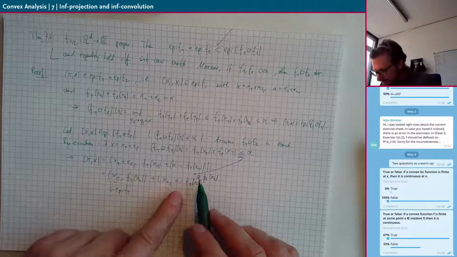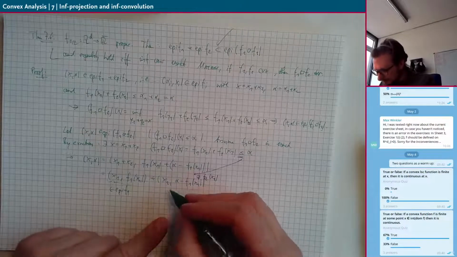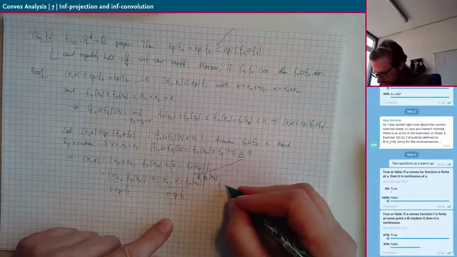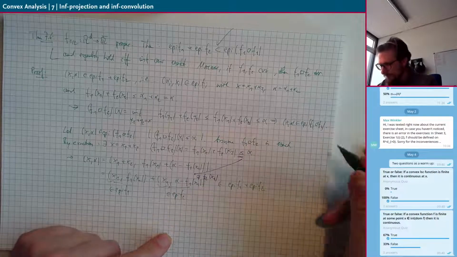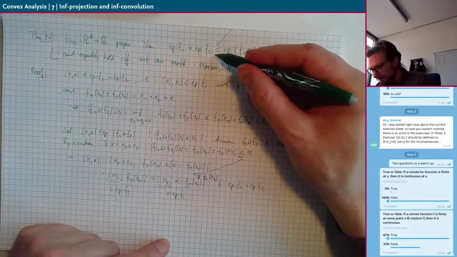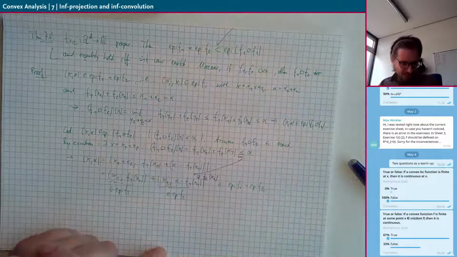And because what is written here is larger than the value of f2 of x2, this is in the epigraph of f2. So in total, that's in the sum of the epigraphs, and we've shown this inclusion. The other inclusion always holds, so we also have this. So we have equality if we have exactness.